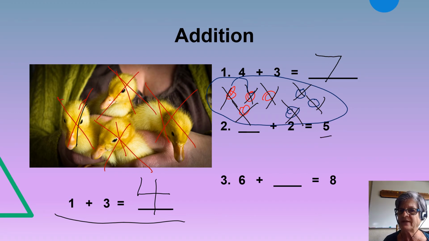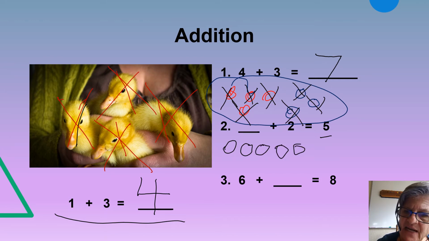So I'm going to make 5 circles underneath it. You ready? 1, 2, 3, 4, 5. And I did 5 circles because 5 was the biggest number. I want to know how many plus 2 circles would make 5. I already know that I need to get rid of 2, right? So I get rid of 2. And I want to see how many are left.